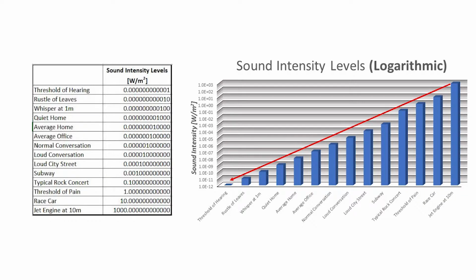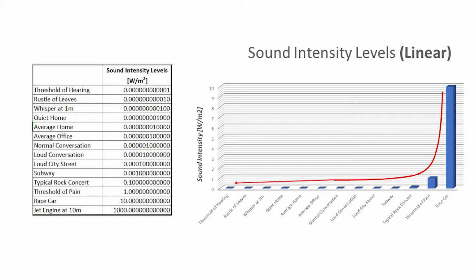From the threshold of pain to a typical rock concert, yes, the threshold of pain is very loud, but then when we go to a rock concert, it's a little bit quieter. Then to a subway, it's a little bit quieter. Then from a subway to a loud city street, it's even a little more quieter. It's not like on a linear scale, where there's just a drastic change and then everything's kind of the same-ish. It's just not how we hear. So our ear perceives this wide magnitude spectrum of sound intensities logarithmically. And that's really what you should take out of this.